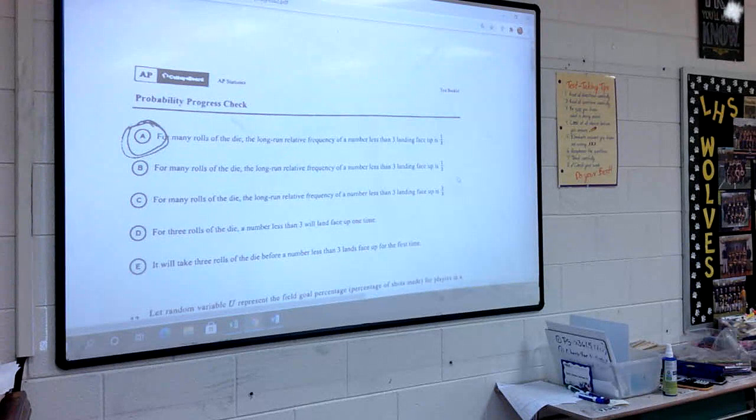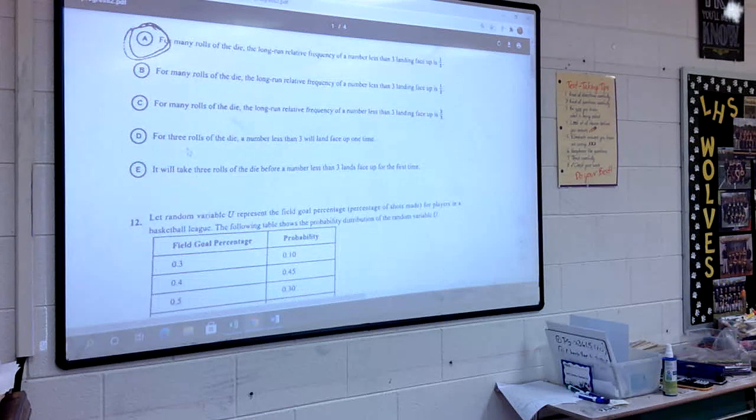So probability is what happens over the long run. Over a long period of time, that's the probability. So for many rolls of the die, the long run relative frequency, that means the long run probability of rolling a number less than a 3 is 1/3. So 1 out of 3. All right, we move on.